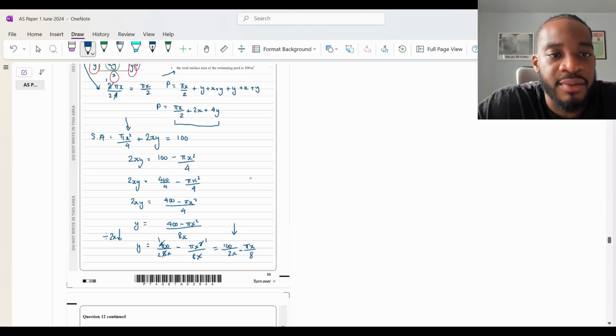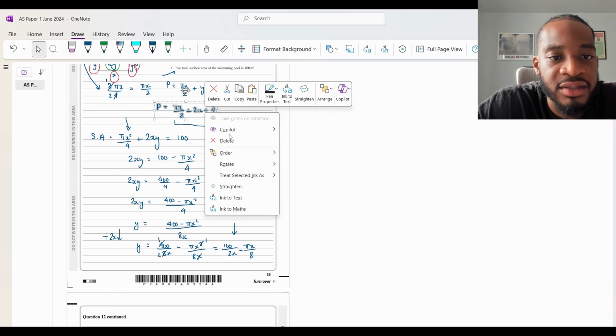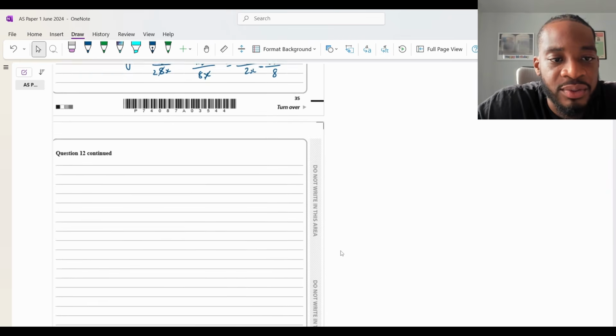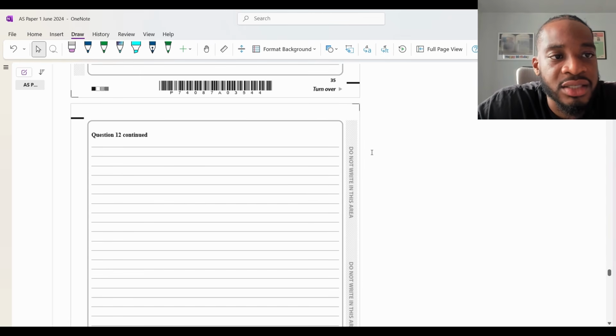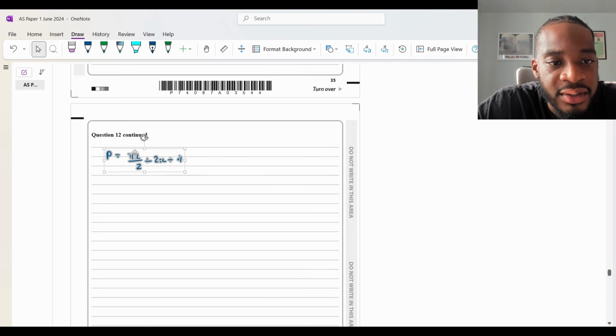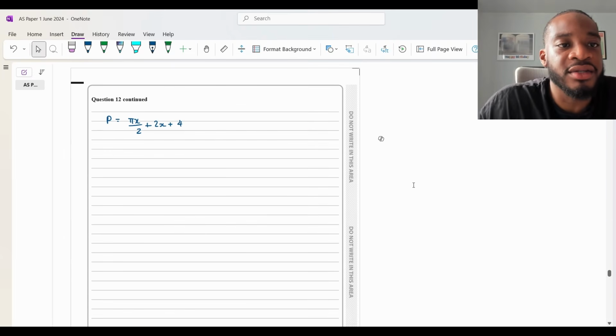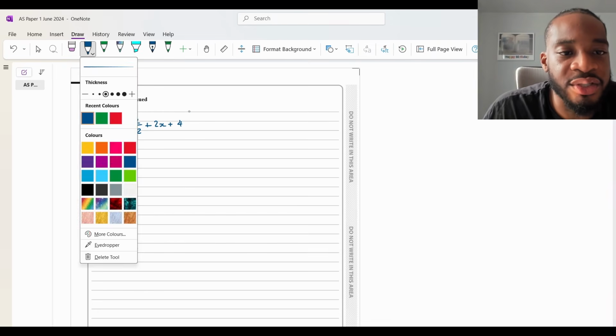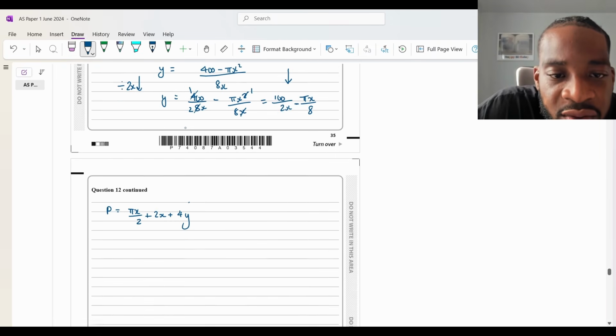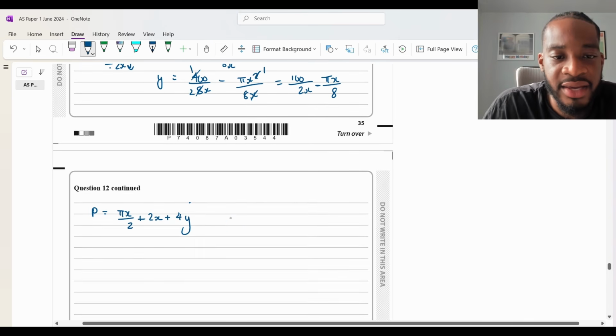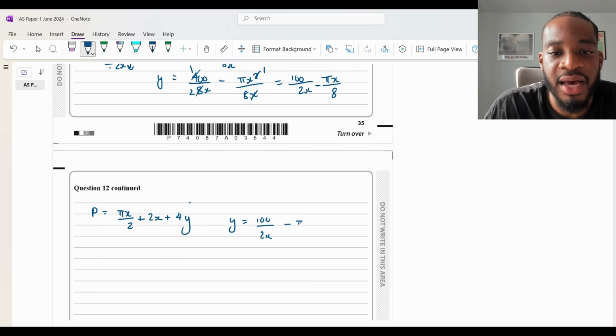So what I'll do, let me just grab this. I'll put this underneath. Okay, perfect. Copy, please. And I'll put this here. And then we can basically finish this off. So paste. Okay, so I've got that there. Okay, and then I think I'm missing a bit of it. 2x plus 4y. Okay, and then that is y, isn't it? So I've got y is equal to 100 over 2x minus pi x over 8.